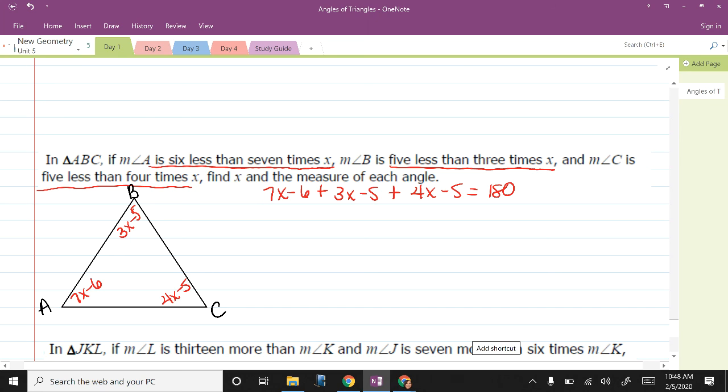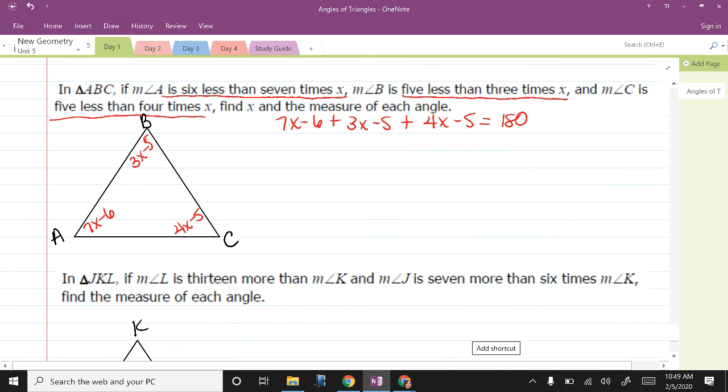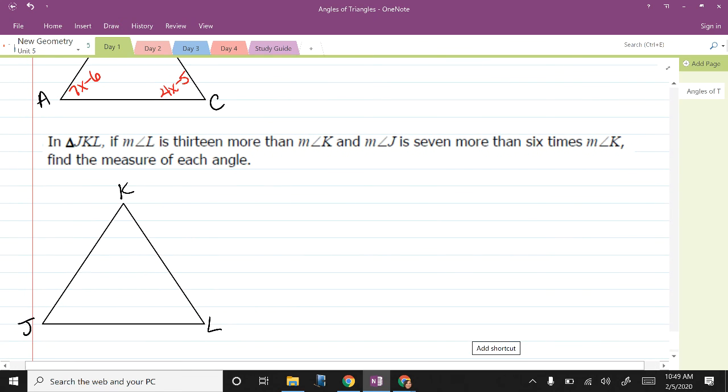So draw the triangle, if they don't give it to you, and fill in the angles. It helps, trust me. All right. This one, same thing, I'm pretty sure. Measure of angle L is 13 more than the measure of angle K. So if it says one is more than the other, then I'm going to call that other one just X. Does that make sense? So then angle L is 13 more than X, which is X plus 13. And then J is 7 more than 6 times X. So that's 6X plus 7, right?